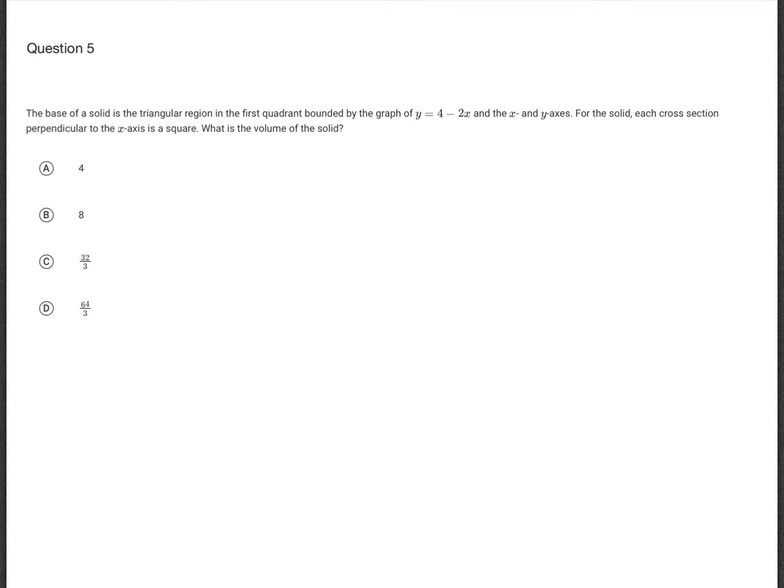Okay, the base of a solid is the triangular region in the first quadrant bounded by the graph of y equals 4 minus 2x and the x and y axes. For the solid, each cross section perpendicular to the x-axis is a square. And what's the volume of the solid? A lot of times you don't have to draw a picture, but most of the time I think it's good.